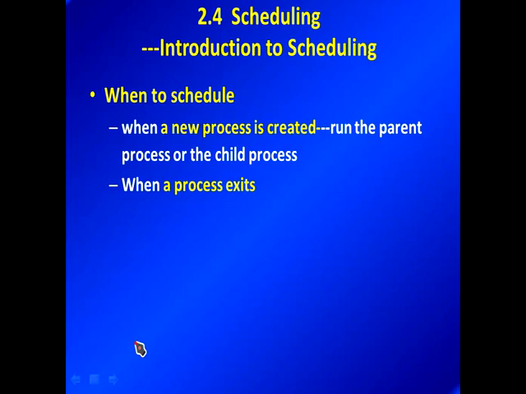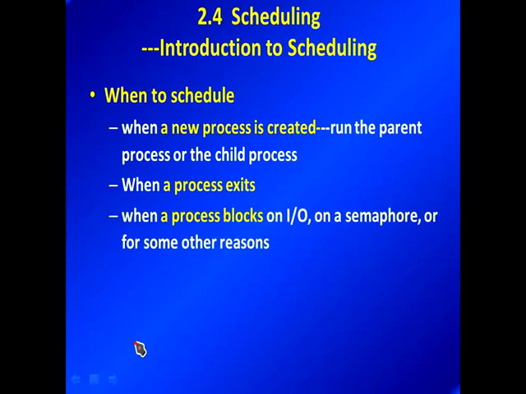Before it exits, the CPU is allocated to that process, and after the process exits, the CPU is free. When the CPU is free, it's time for the scheduler to run. At this time, the scheduler needs to get into the CPU to choose another process from the processes in the ready state, right? So this is the second case.